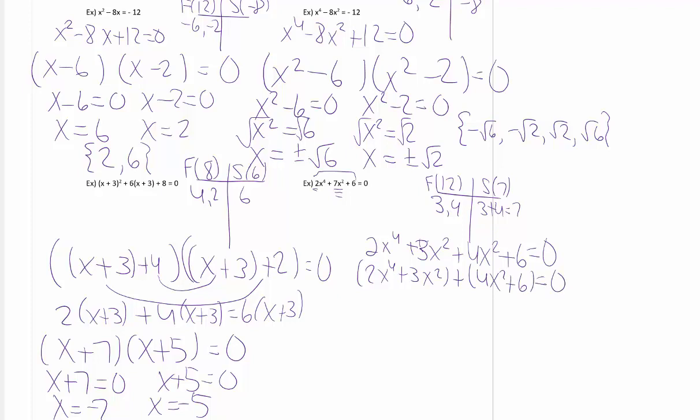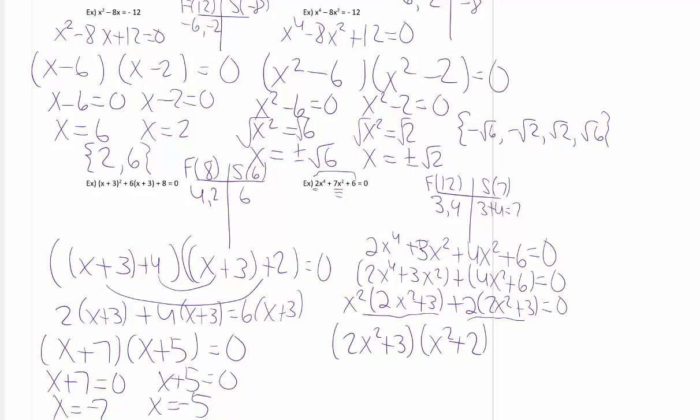Well, what can I factor out of the first 2 terms? That's an x squared. I'm left with 2x squared plus 3. What can I factor out of the last two terms? That's going to be a 2. That leaves me with 2x squared plus 3. Now, what's the greatest common factor out of the terms I just underlined? Well, notice the parentheses is exactly the same, so that's 2x squared plus 3. And then the factor that I'm left with is x squared plus 2.